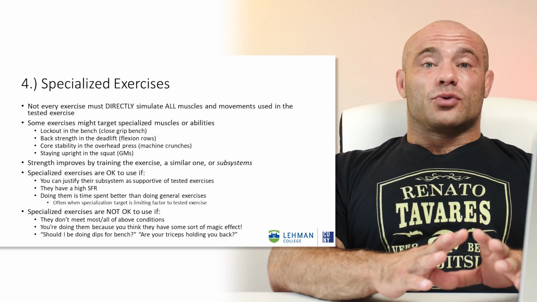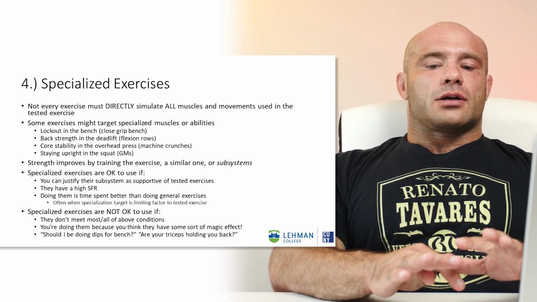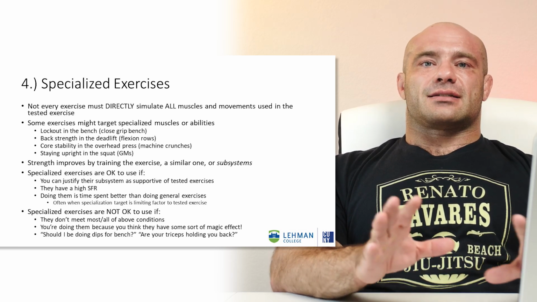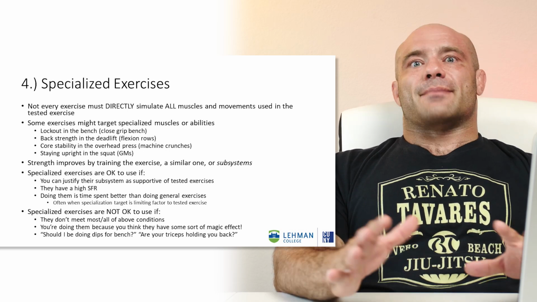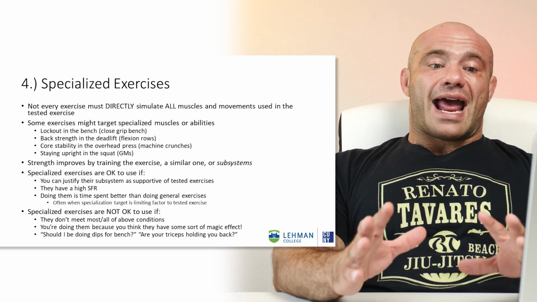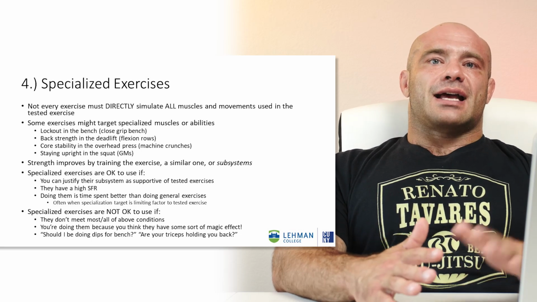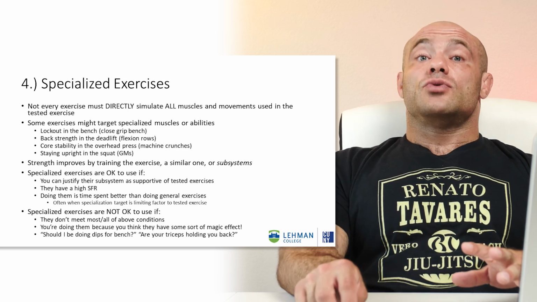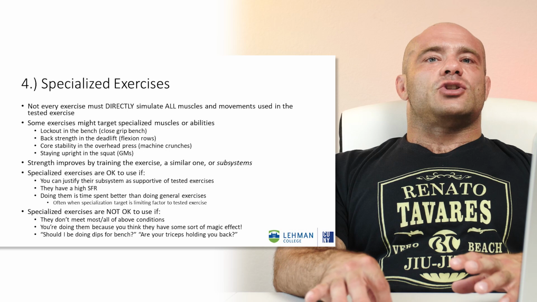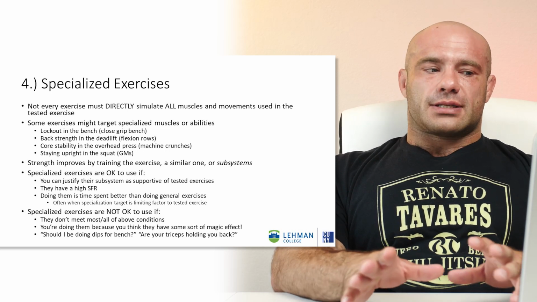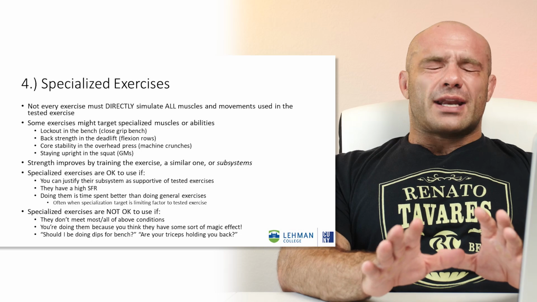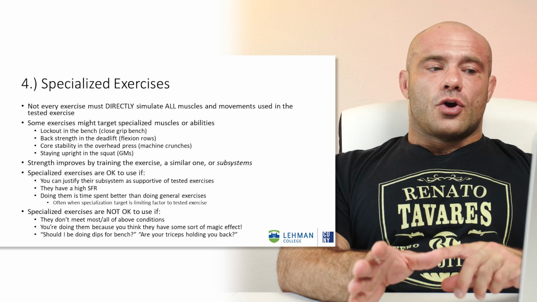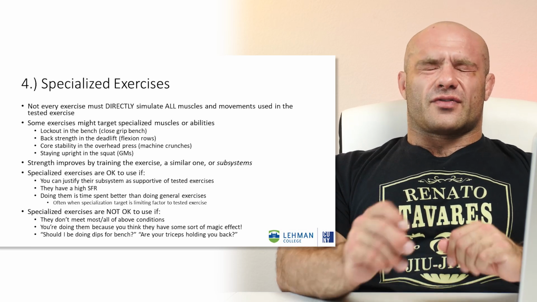So strength improves, remember, by training the exercise, a similar one, or by subsystems. A lot of the specialized exercises actually train the subsystems, the sub-muscles, the sub-movements that make that tested exercise as high as it can possibly be. Now, when do we give the check mark to use specialized exercises and when do we not? Okay, really, really important points here. So when is it okay? The all clear is given to use specialized exercises, first of all, when you can justify their subsystem as supportive of the tested exercise.